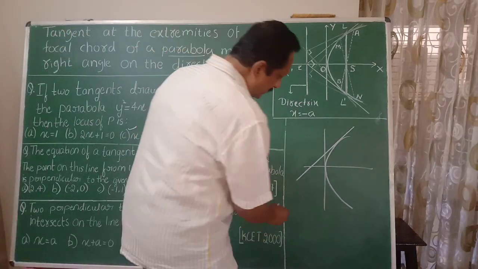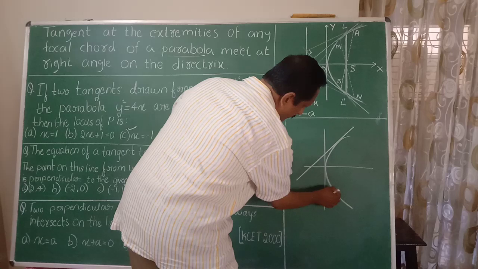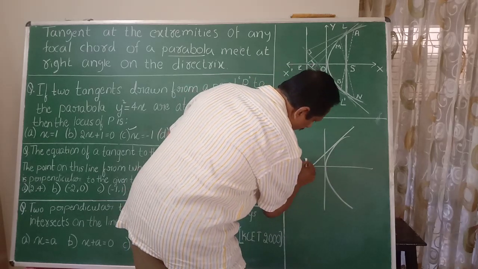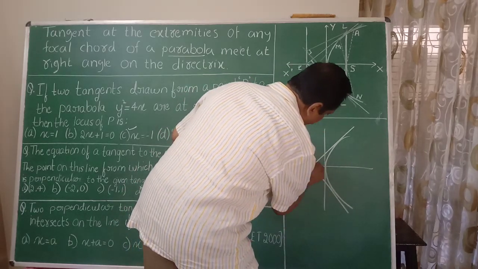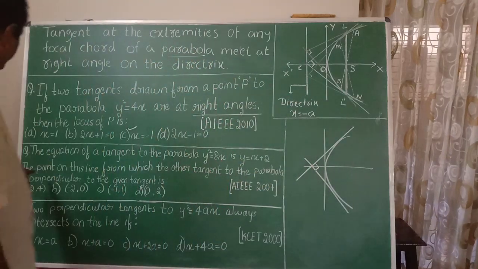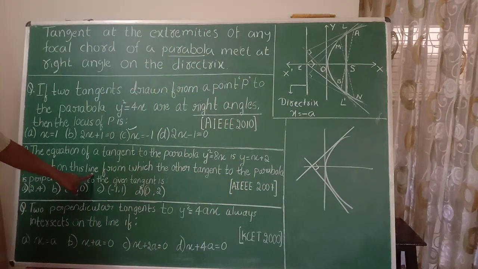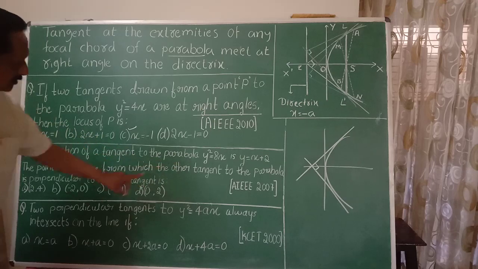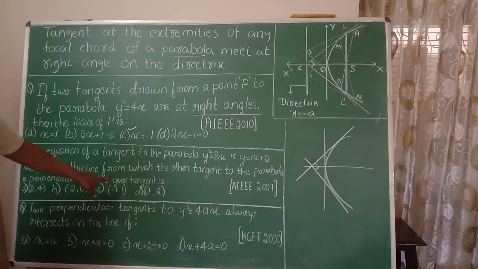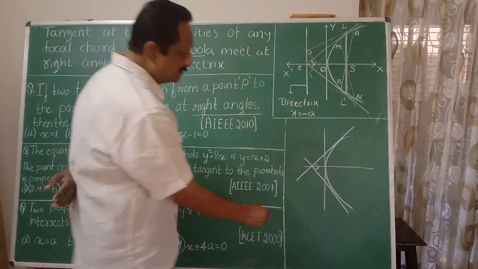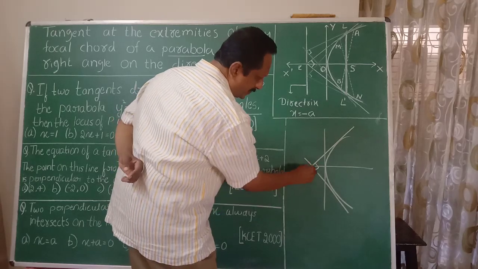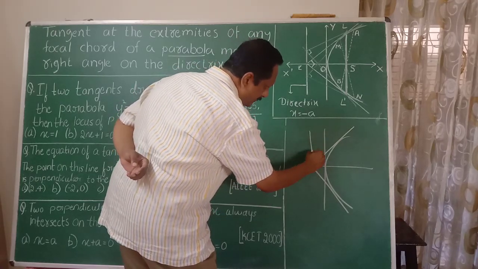So there is one more tangent on the parabola. Those tangents are perpendicular to each other. They are already given here. The point on this line from which the other tangent to the parabola is perpendicular to the given tangent. Therefore, what is the coordinate of this point? Obviously, the point must lie on the directrix.